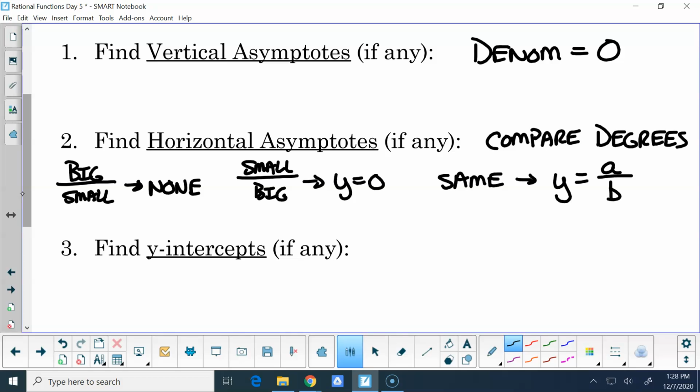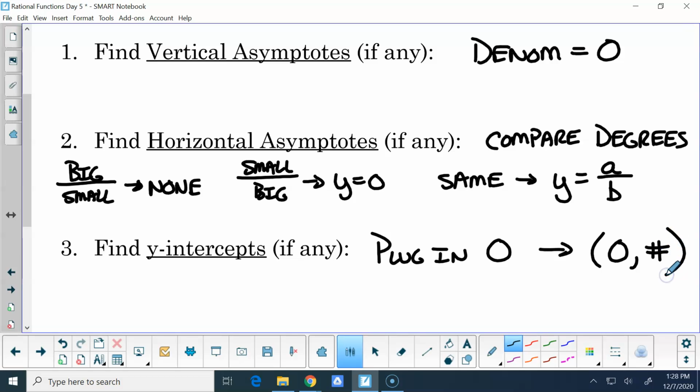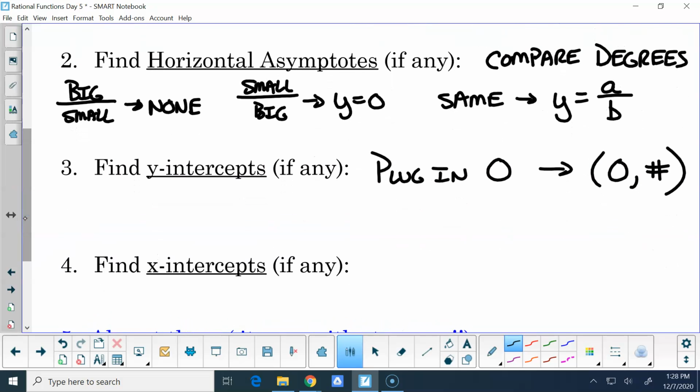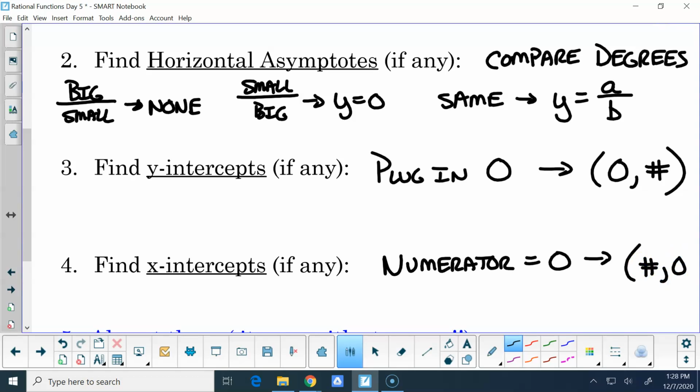Step number 3, find any y-intercepts. Okay, and that is we plug in 0. And that's going to give us 0, comma, some number. Step number 4, find any x-intercepts. Here we set the numerator equal to 0. And then that's going to give us the point, some number, comma, 0.